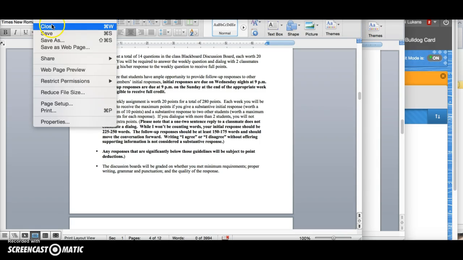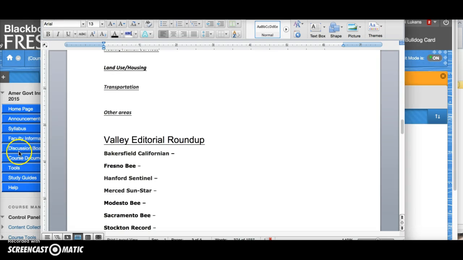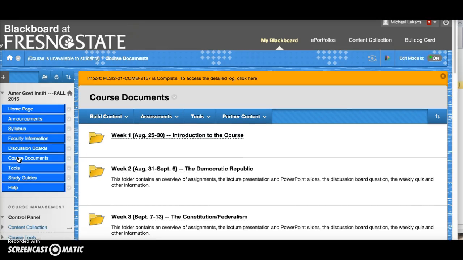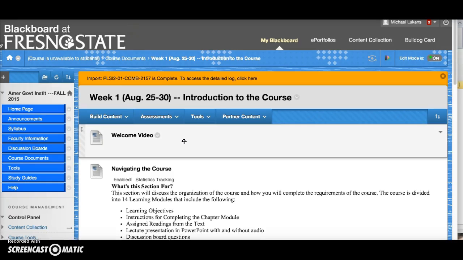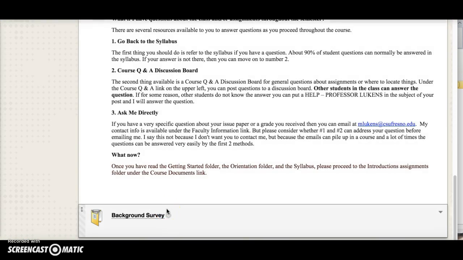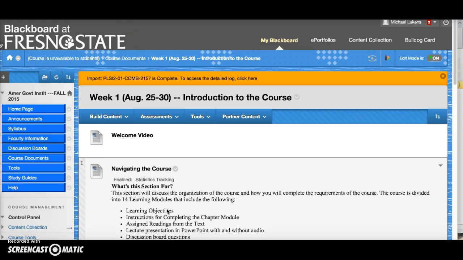That'll be the course documents. This is where you're going to see a lot of the information you need each week, outlining what your assignments are. On week 1, that's the introduction to the course. You'll see important information about how the course is set up, and also at the bottom, I'm asking you to complete a background survey. The survey won't be graded. It just gives me a sense of what kind of students I have, what your knowledge is, and perhaps how you feel about certain issues.